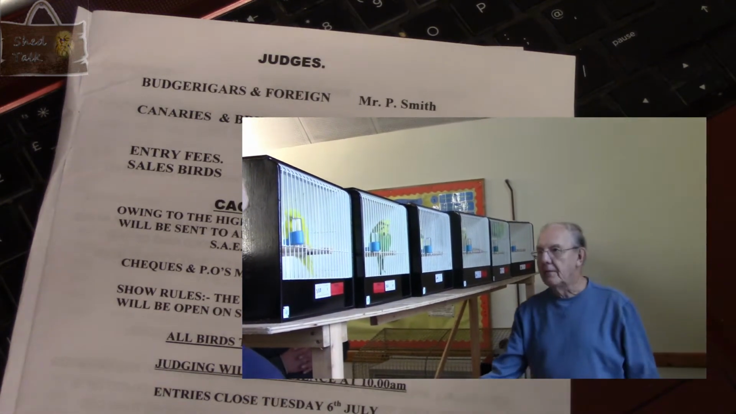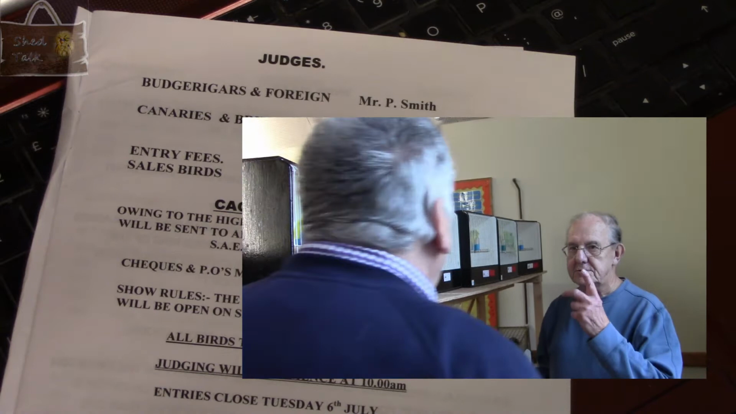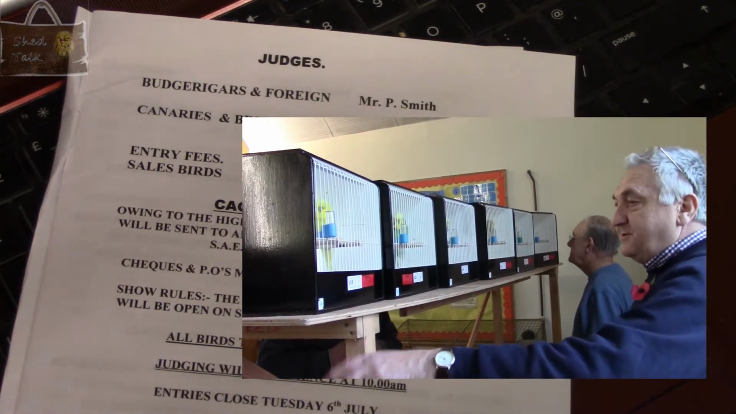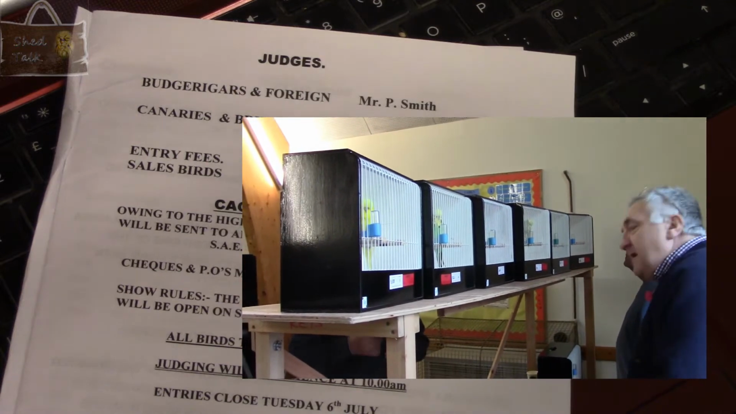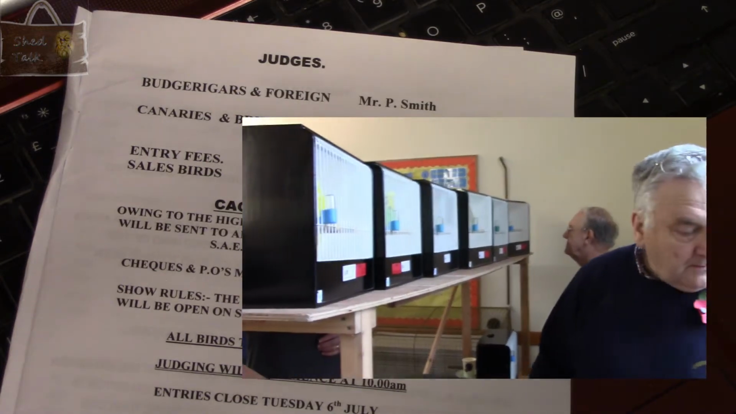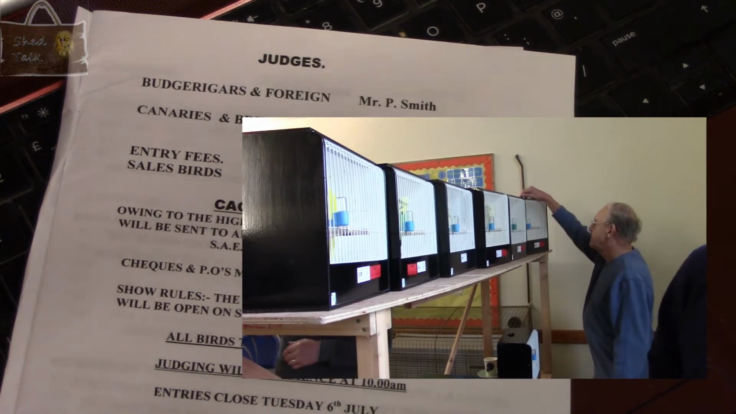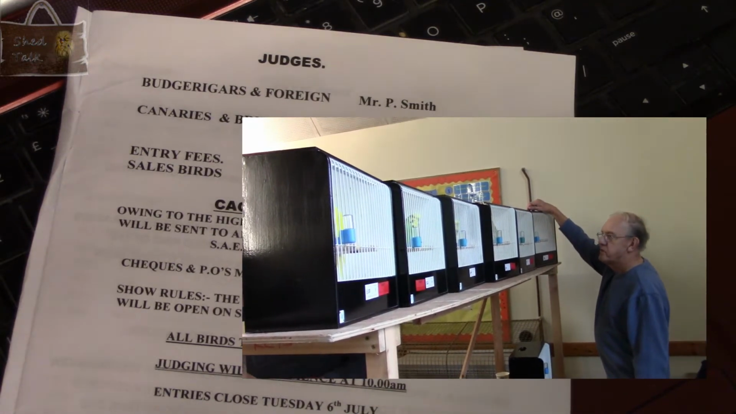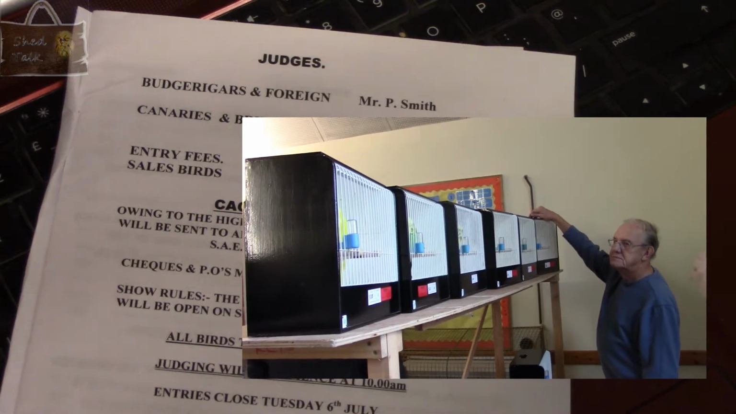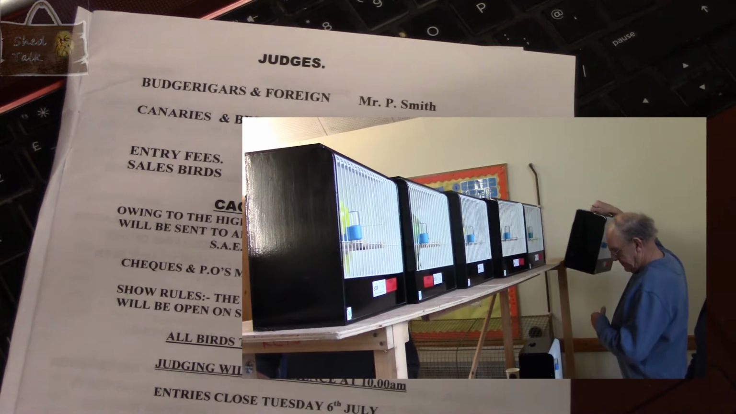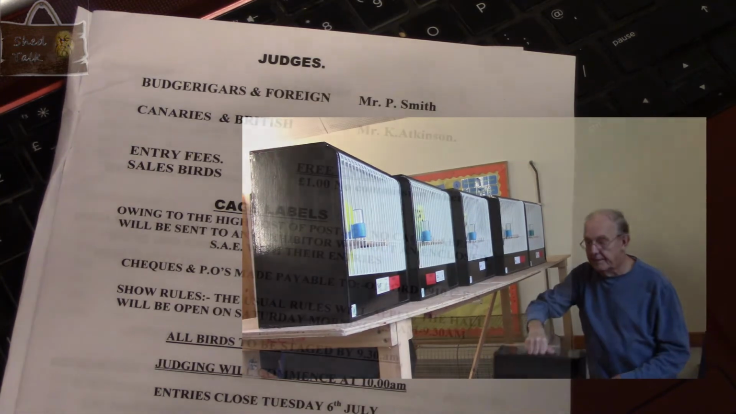If it was a specialist show, specialist in terms of budgerigar, like Swindon Budgerigar show, they would have judges covering the various classes. So they may have one covering greens, or one covering blues, one covering spangles, and so on. So you can see there would be a number of judges.